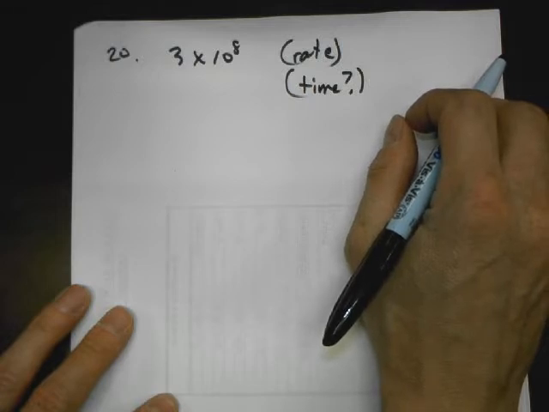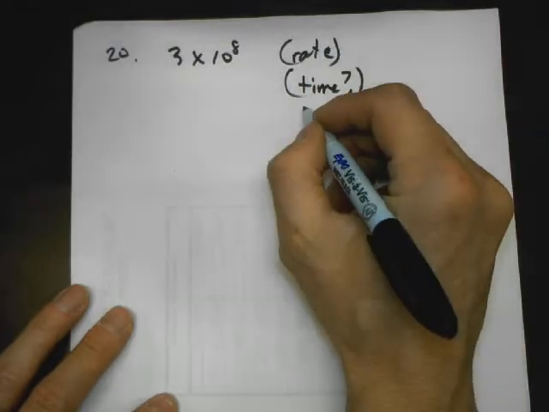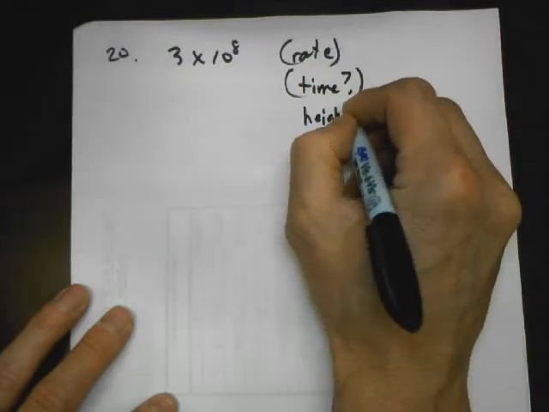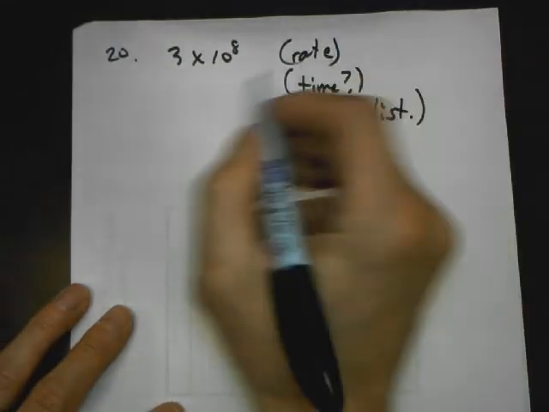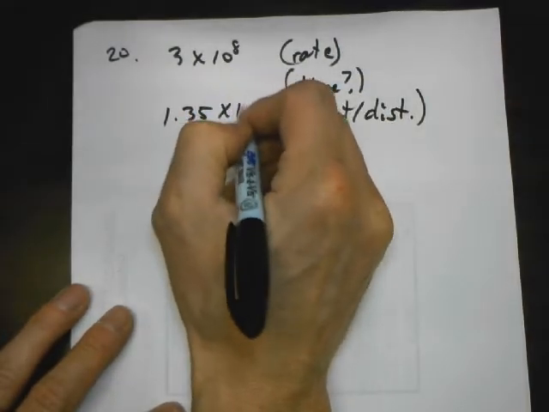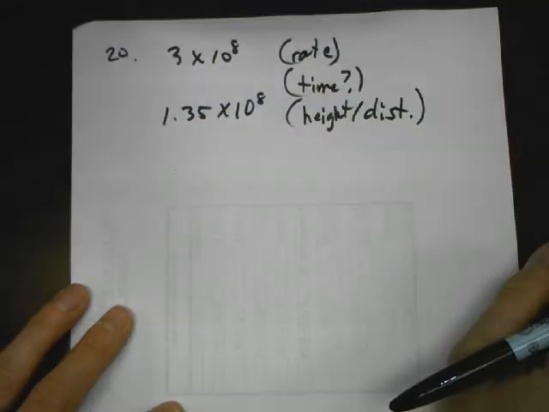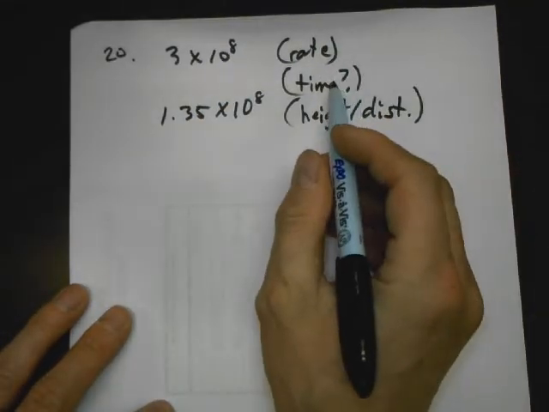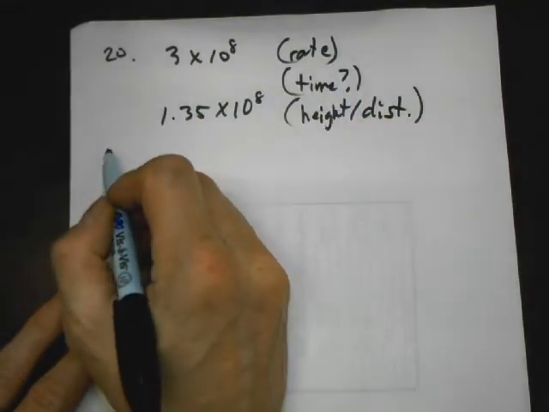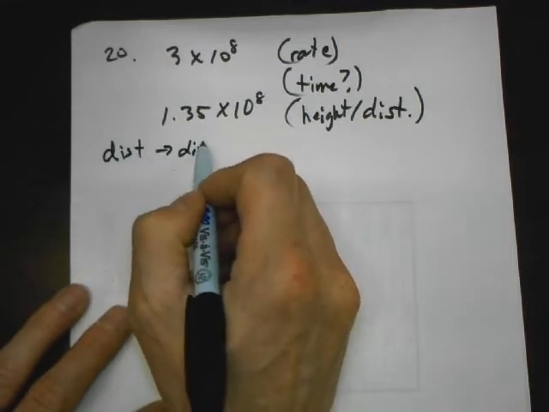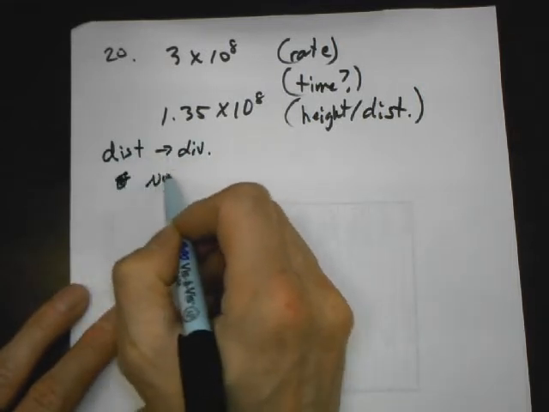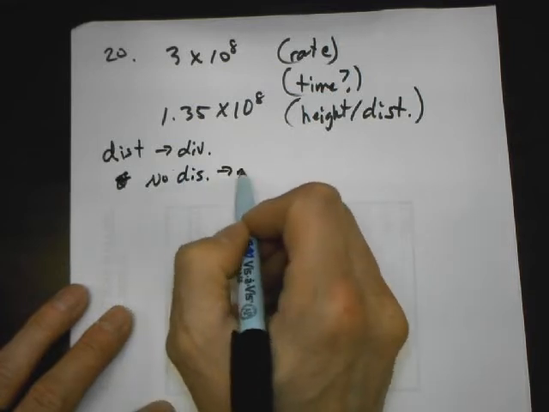How many seconds will it take for a radio signal to travel from a satellite to the surface of Earth if the satellite is orbiting at a height? They give us a height. Now height, so you know, is a distance, right? It's just a distance. They give us a distance of 1.35 times 10 to the 8th power. So, like I said before, if they give you distance, you divide. If they don't give you distance, no distance, you multiply.